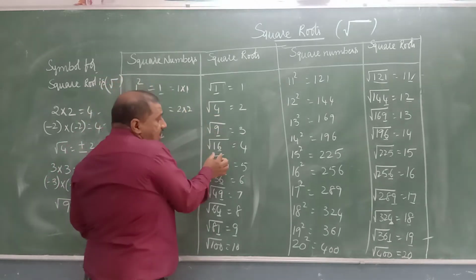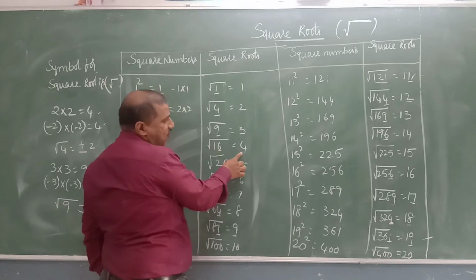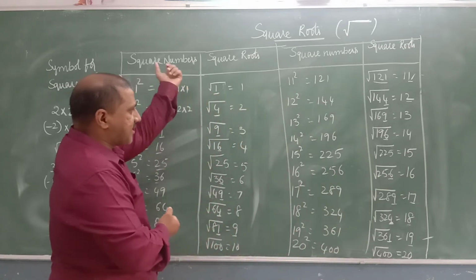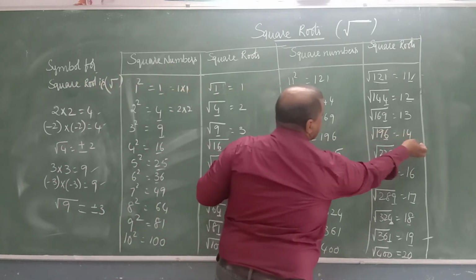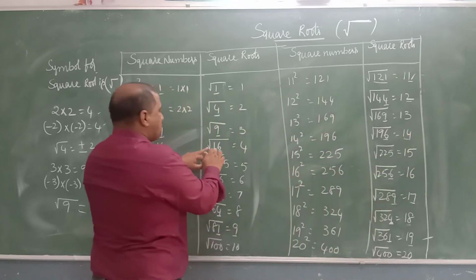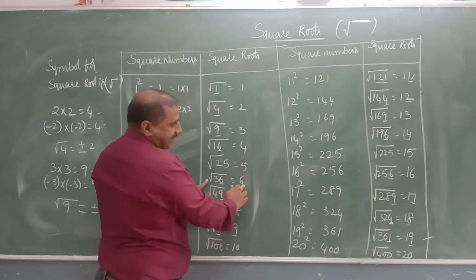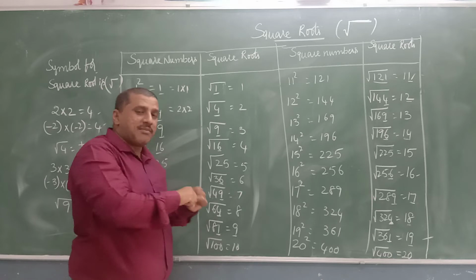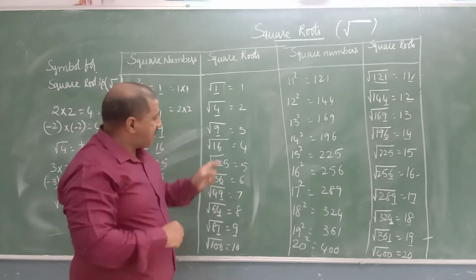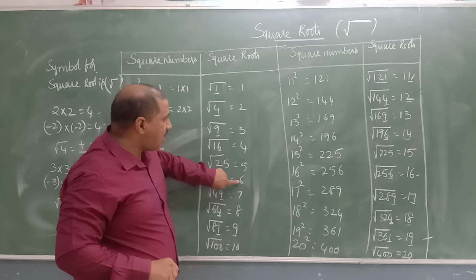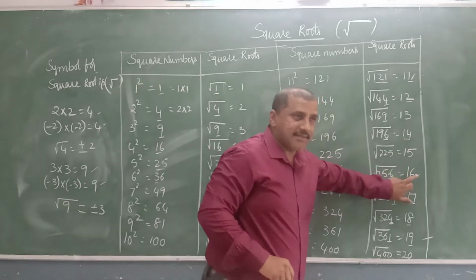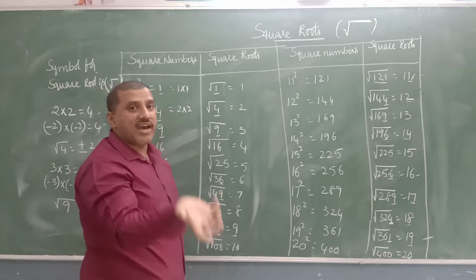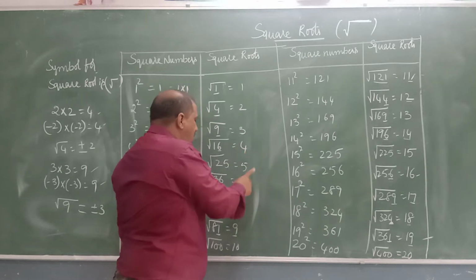We will see now. Root 16 is 4. Square root of 256 is 16. Square root of 196 is 14. Root 36 is 6. Now if you observe here, all these four numbers are ending with the digit 6, and their square roots will end with either 4 or 6. So what can I conclude? The perfect squares which are ending with the digit 6, their square roots will end with either 4 or 6.